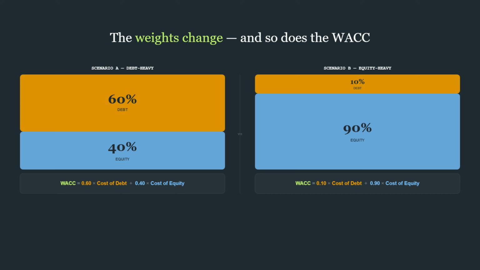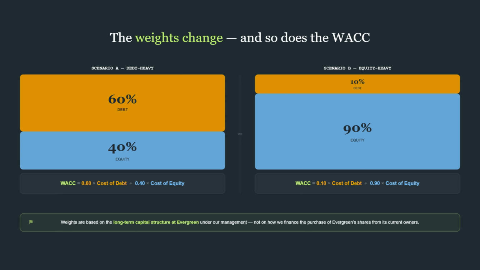And one more important note. Our discount rate when determining the enterprise value of Evergreen's operations is based on the long-term capital structure we plan to implement at Evergreen. It's not based on the mix of debt or equity we may use to finance the purchase of the shares of Evergreen from the current owners. That's relevant in a separate analysis of our expected returns, and we will touch on it, but it's not the figure we'd use in our calculation here of enterprise value.